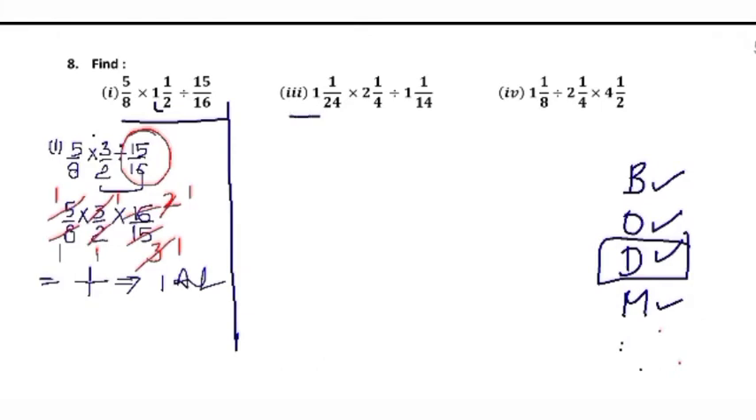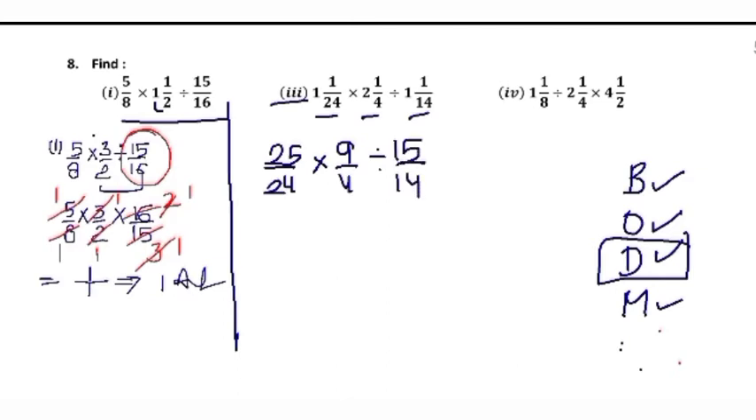Firstly, change the mixed fraction into the improper fraction. 24 1s are 24 plus 1, 25 upon 24. Multiply 4 2s are 8 plus 1, 9 upon 4. Divided by 14 1s are 14 plus 1, 15 upon 14. Now the next step, according to BODMAS, firstly you will solve this division.